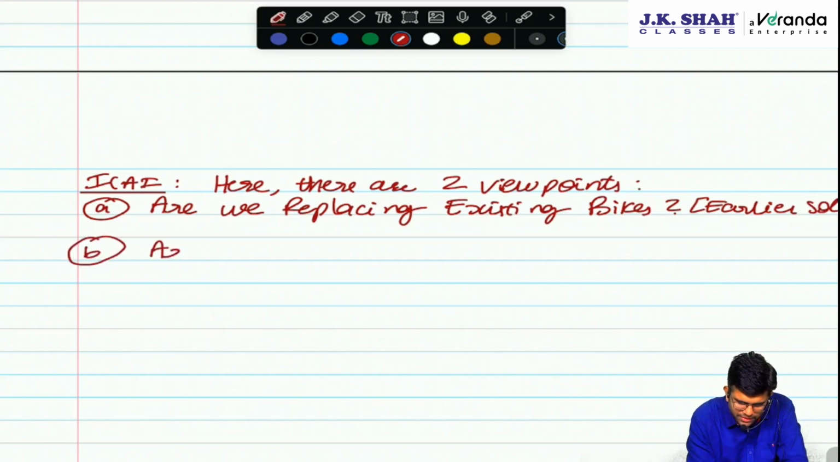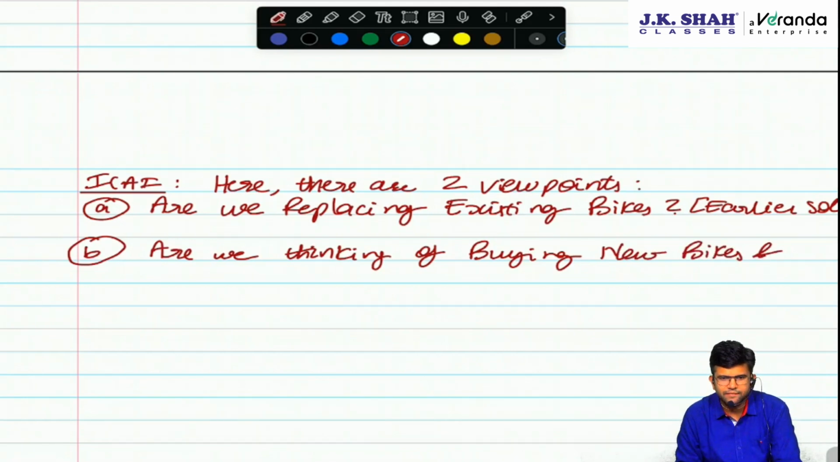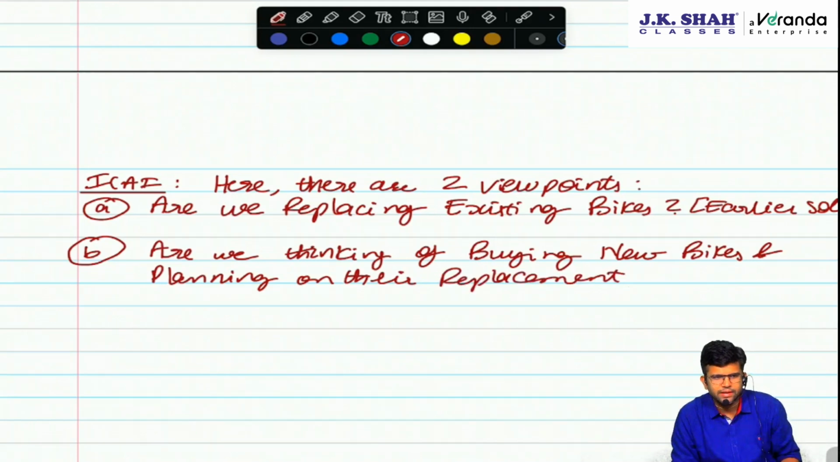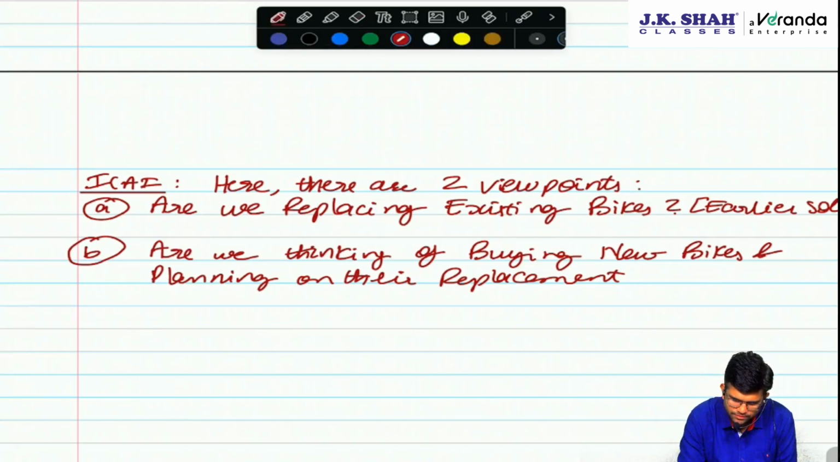Point number B. Are we thinking of buying new bikes and planning on their replacement? Bracket, ICAI solution.